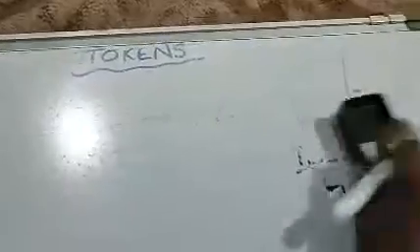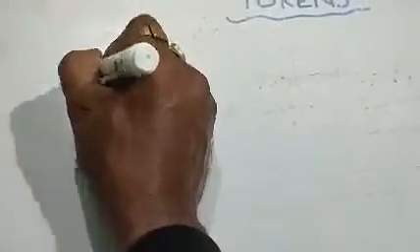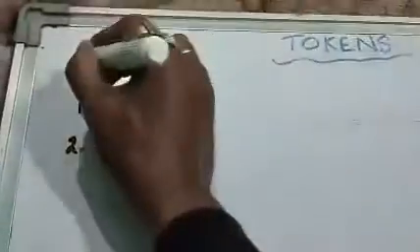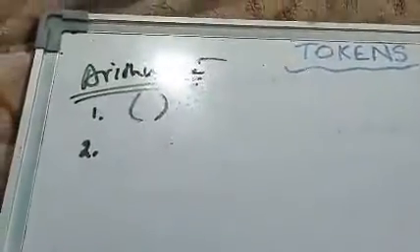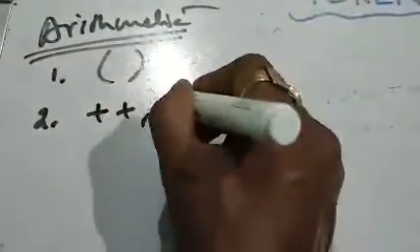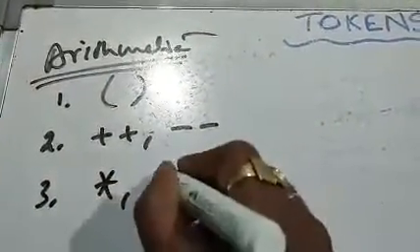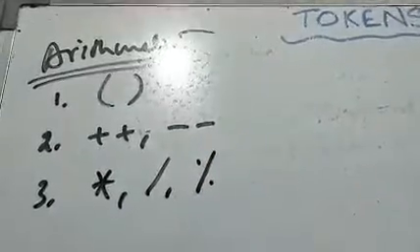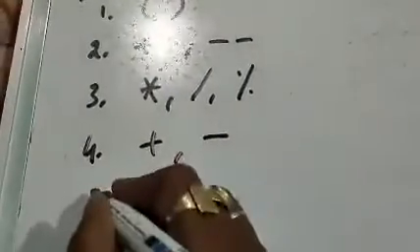In case of arithmetic operators, you should know which operator is to be used first. Remember, the first operator to be used is your bracket, that is, parenthesis. Then you have the increment and the decrement, whichever is on the left hand side will be used. Third, multiplication, division, and then the modulus will be used. Fourth, you'll have plus and minus. Okay, so these are the arithmetic operators that are to be used.